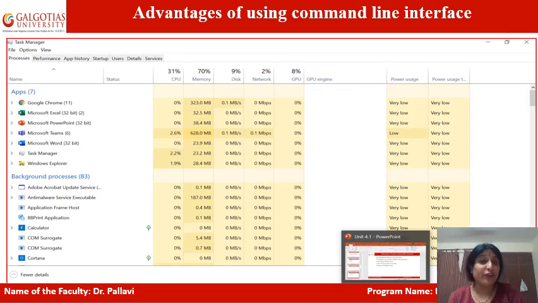Guys, this is for your help. I have mentioned here using command line interfaces. This is a task manager where you are able to see the central processing unit, that is the brain of the computer, memory, disk, network, GPU, how the graphical unit is being used, and power usage. All of this changes from time to time. You can see how many applications are running on my system, and this is not an example taken from Google. I myself pasted this from my system. This is all the work being held on my system at that time.